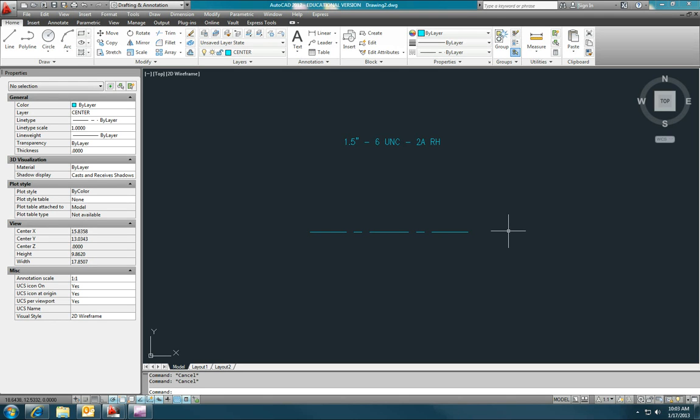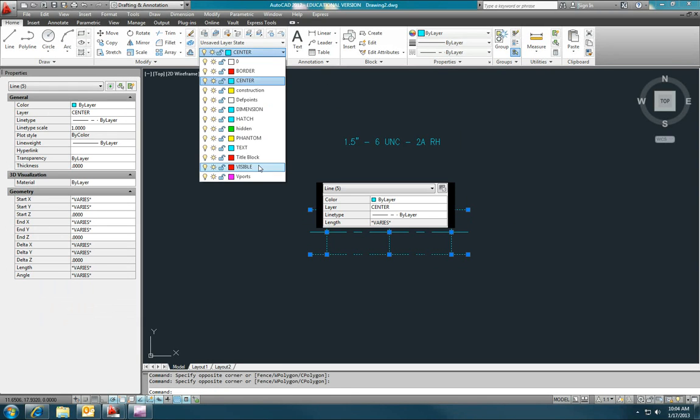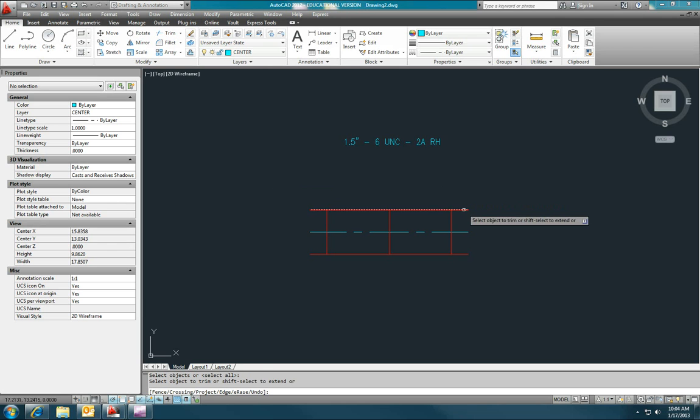Okay, so since my outside diameter is 1.5 inches, I need to offset this line above and below the existing center line by 0.75. So O, enter, 0.75, enter. So offset above, offset below. And now we're drawing this 4 inches long. So what I'm going to do is I'm going to draw a line from midpoint to midpoint, and then I want to offset in each direction by 2. So O, enter, 2, enter. I'll offset to the right, offset to the left. Now let me place these lines on the correct layer. I'll put them on the visible layer. Do a little trimming, TR, enter, enter.